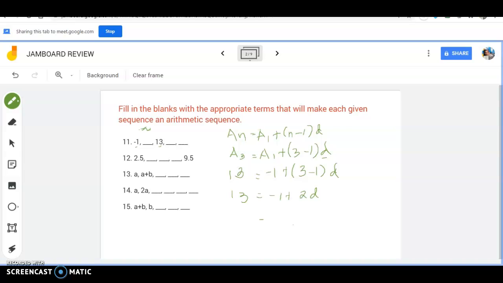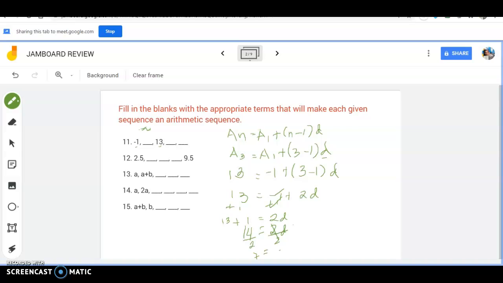What will we do to get the value of d? Okay, very good. We transpose the number negative 1 to the other side. Or, we add positive 1 here so it is removed, and positive 1 on the other side too. And that is the same as transposition. So we now have 13 plus 1. And here, since we added a positive to a negative number, it is removed, leaving the 2d. So we have 14 is equal to 2d. The value of our d now is? Okay, very good. 7.